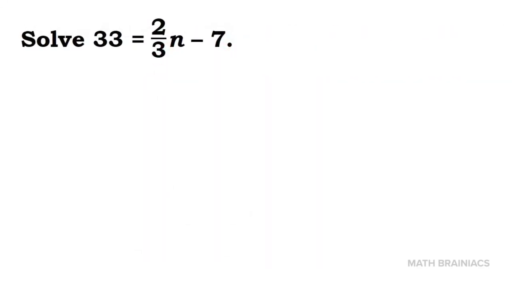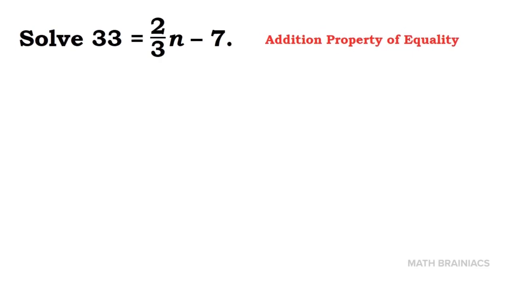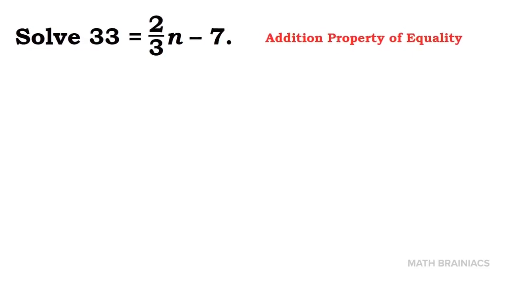Let us work on another example so that you can understand it well. Solve 33 is equal to 2/3 n minus 7. What property are we going to use to solve for n? Let us use the addition property of equality first.